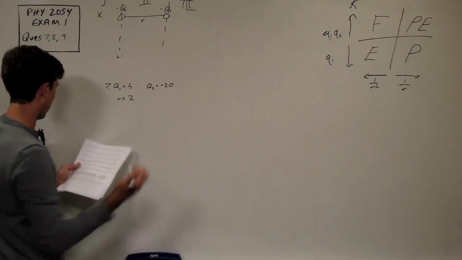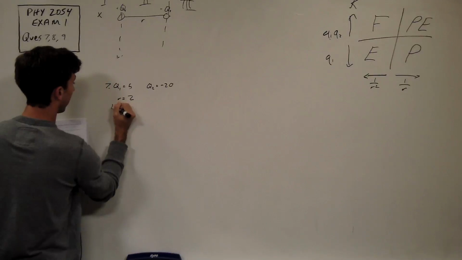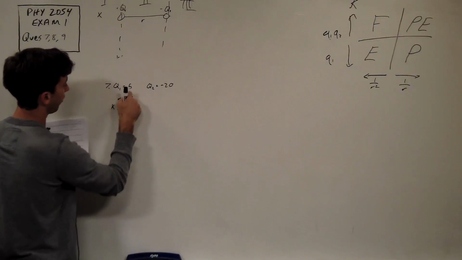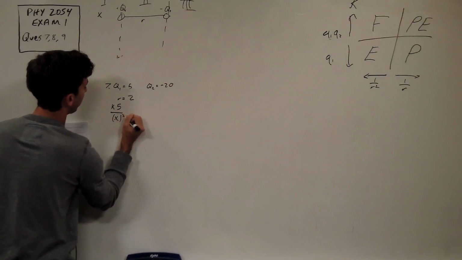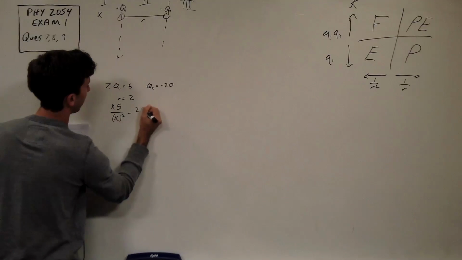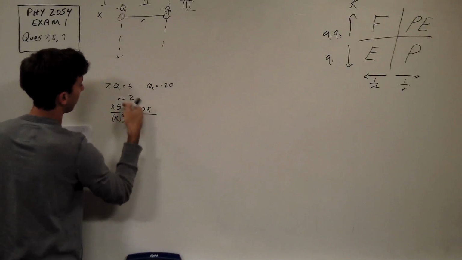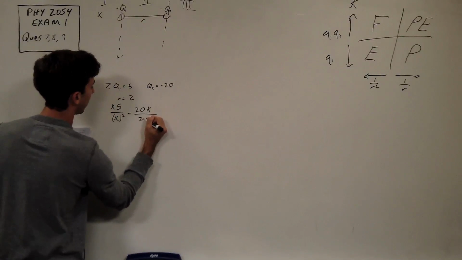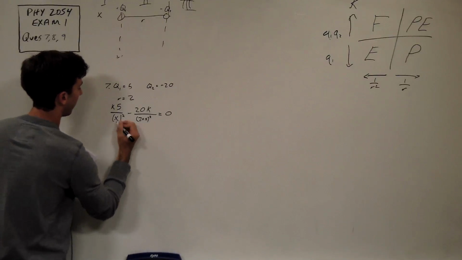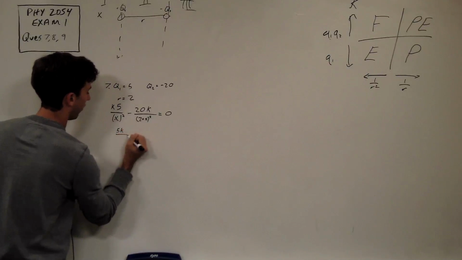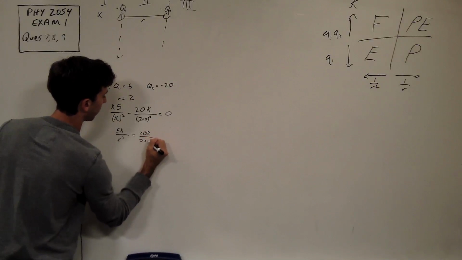So the electric field is 5k, which is Q1, over the distance x, quantity squared, minus 20k over the distance r plus x. Well, in this case, r is 2, so 2 plus x, quantity squared, equals 0. Move this over to that side, and you get 5k over x squared equals 20k over 2 plus x squared.